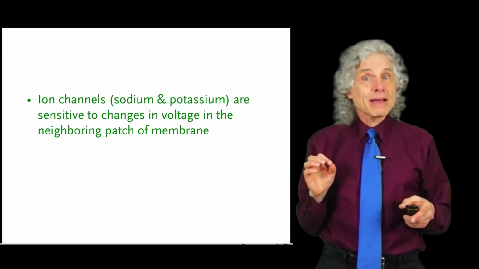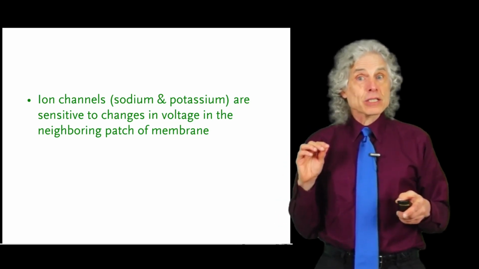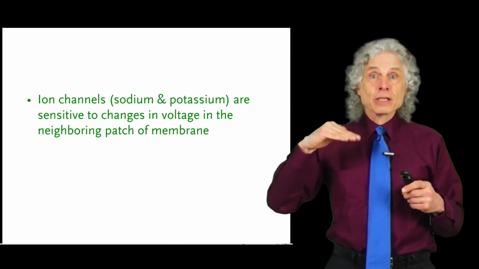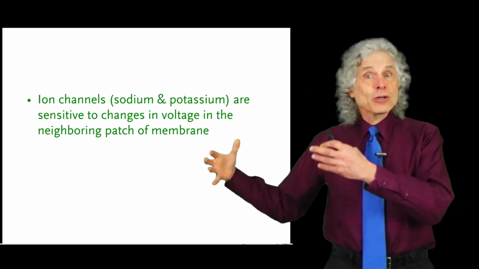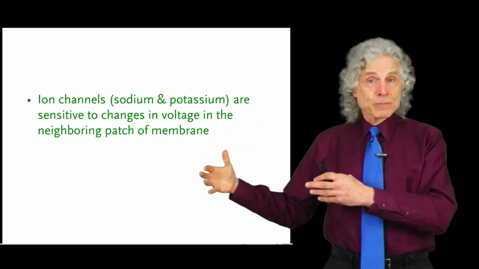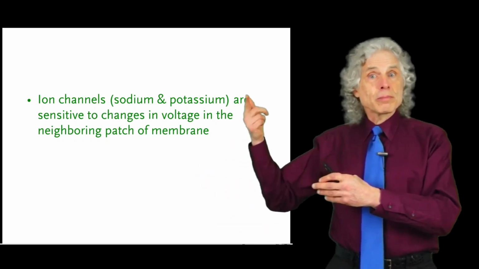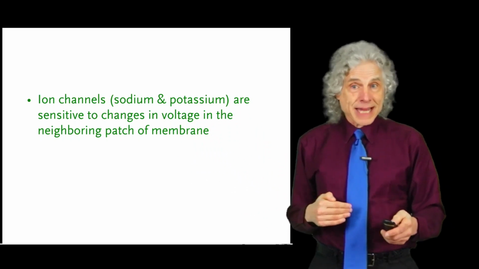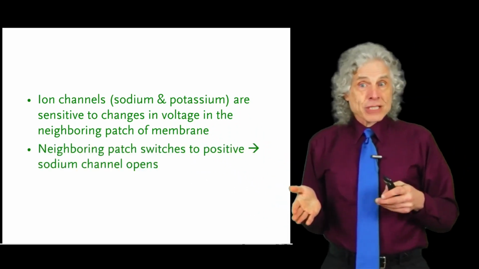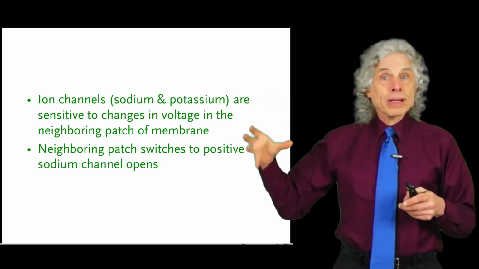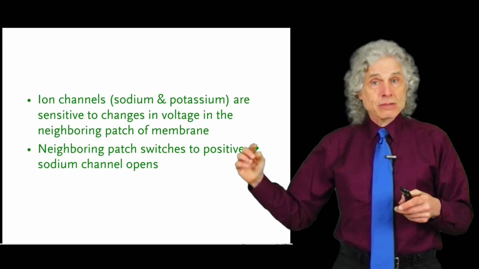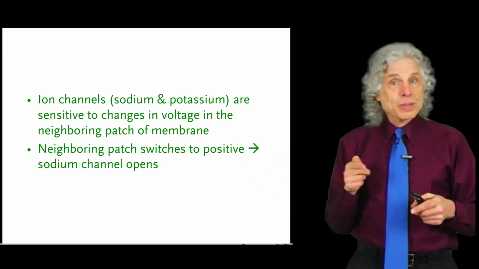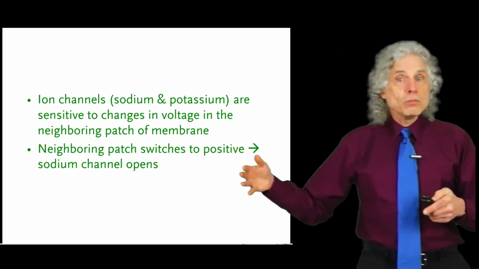So the ion channels are sensitive to changes in the voltage in the neighboring patch of membrane. Now, I said that it was just a bit of magic why sodium channels open when they do. Now I'm going to dispel that bit of magic. The one reason that a sodium channel can open and let sodium ions in is if that neighborhood of the membrane becomes depolarized. That is, when it flips from minus to plus, that also opens that sodium channel, which then in turn opens the potassium channel.